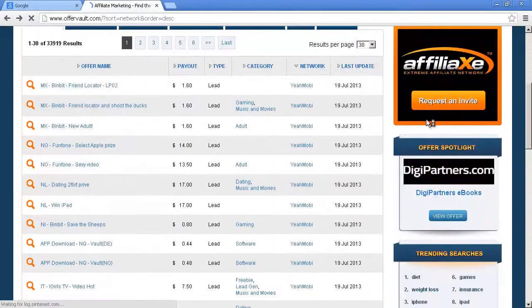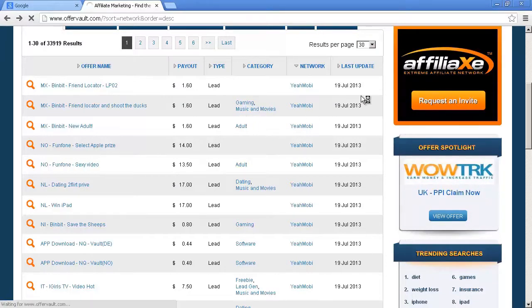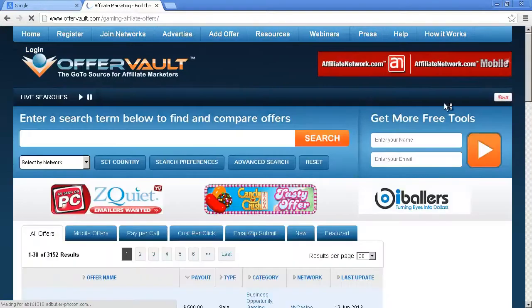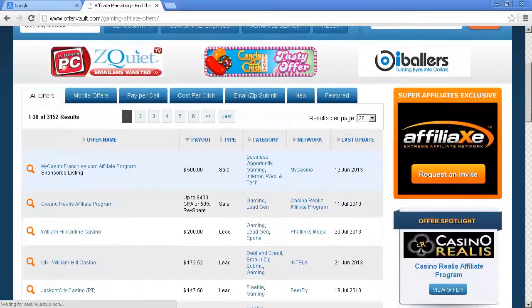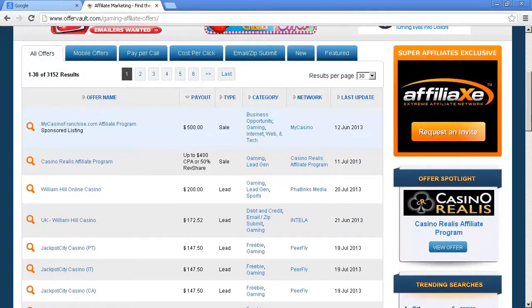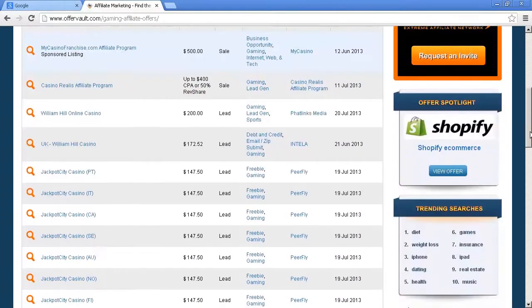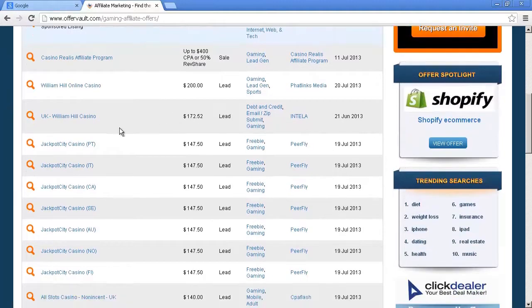And we can also sort offers by category. Let us say that we want to only look at gaming offers. Gaming offers really convert well. Okay, these are all gaming related offers. Casino, Jackpot City Casino.